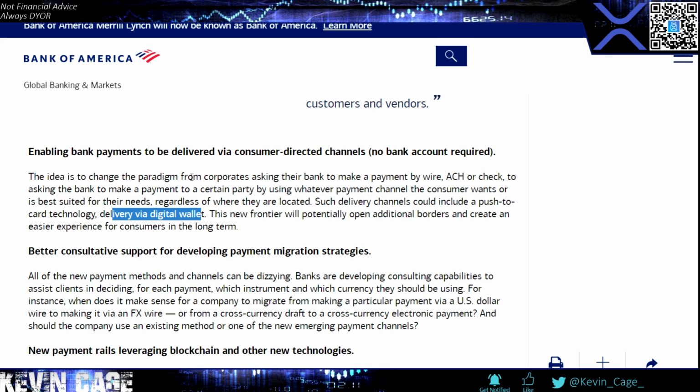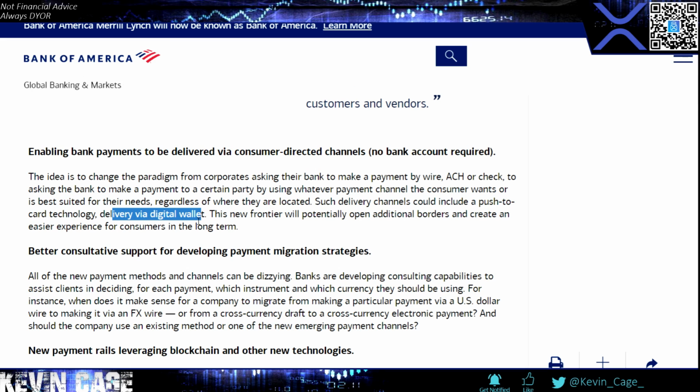So the idea is to change the paradigm from corporates asking their bank to make a payment by wire, ACH, or check, to asking the bank to make a payment to a certain party by using whatever payment channel the consumer wants or is best suited for their needs, regardless of where they're located. Such delivery channels could include a push to card technology delivery via digital wallets.